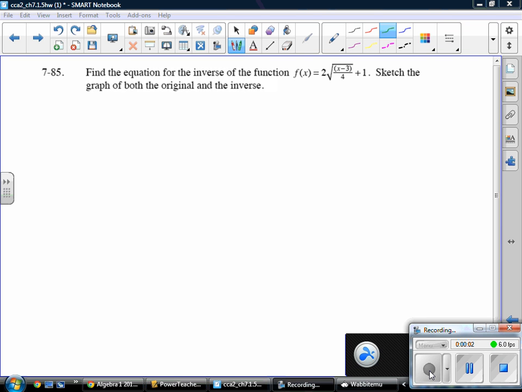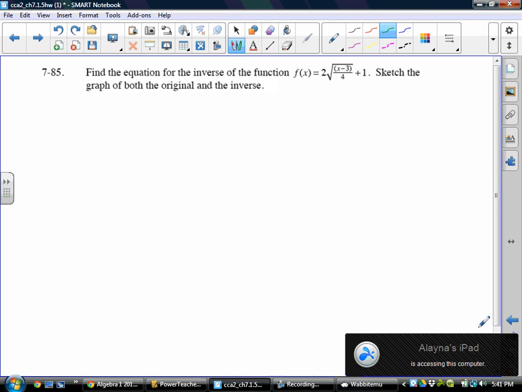This is problem 7-85 from section 7.1.5. Find the equation for the inverse of the function f of x equals 2 times the square root of (x minus 3) divided by 4, plus 1. Sketch the graph of both the original and the inverse.